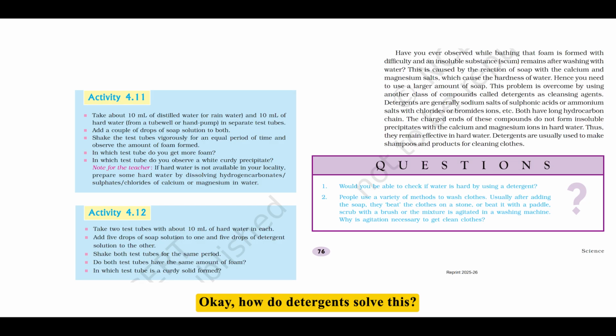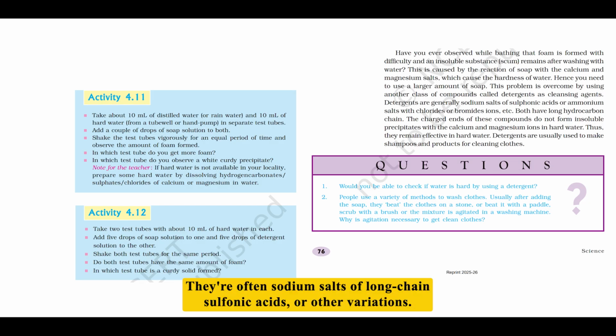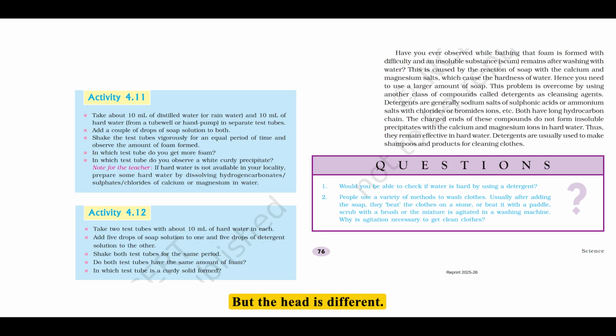Okay. How do detergents solve this? Detergents are chemically different. They're often sodium salts of long-chain sulfonic acids or other variations. They also have the hydrophobic tail and hydrophilic head structure. But the head is different. Yes, the charged head group is different. For example, a sulfonate group, SO₃⁻ Na⁺. And crucially, the calcium and magnesium salts of these detergent molecules are soluble in water.